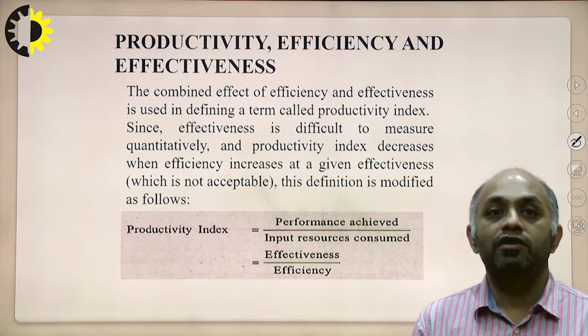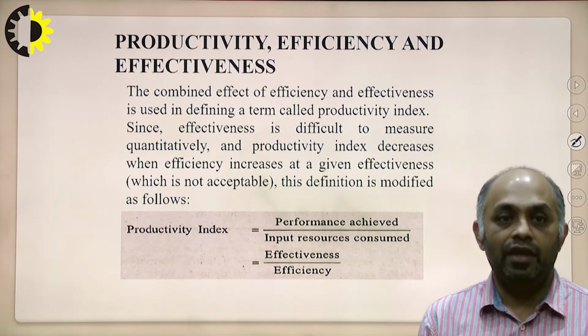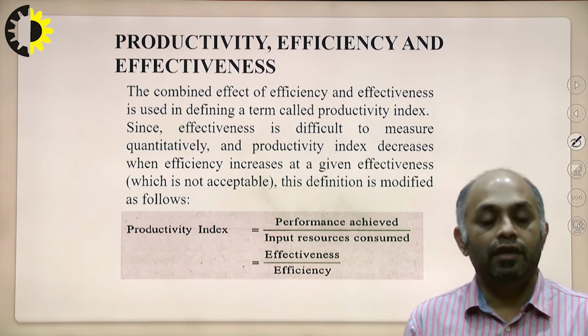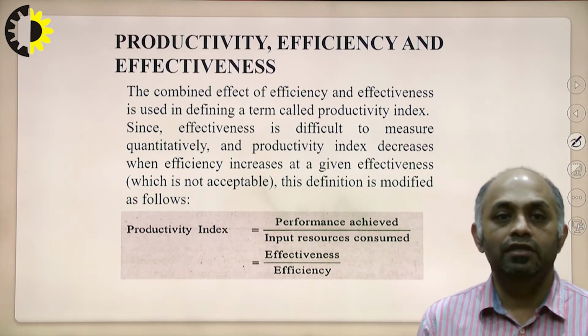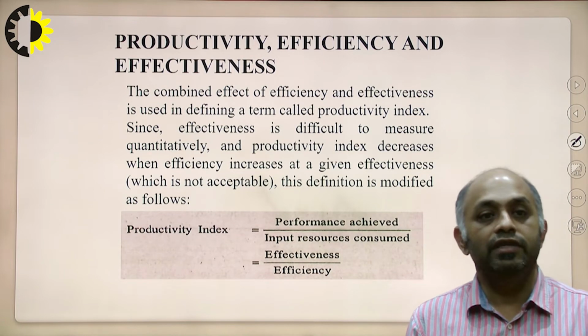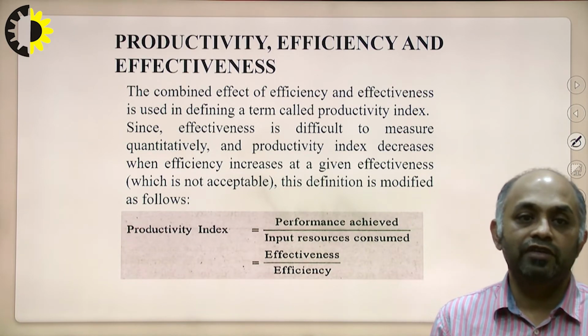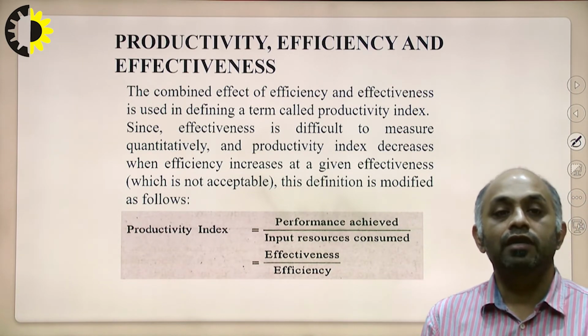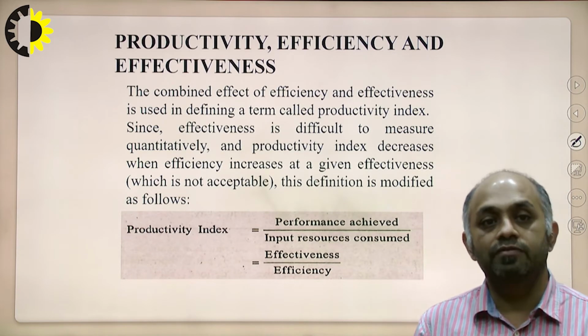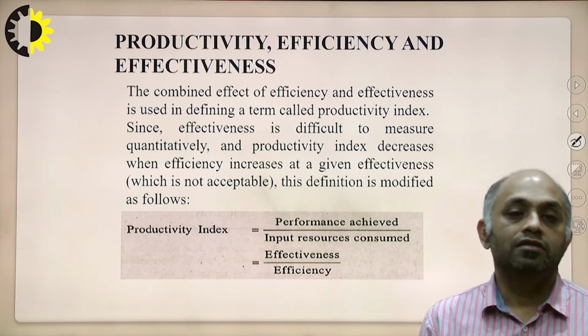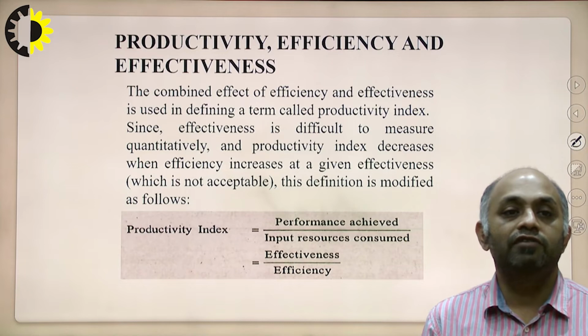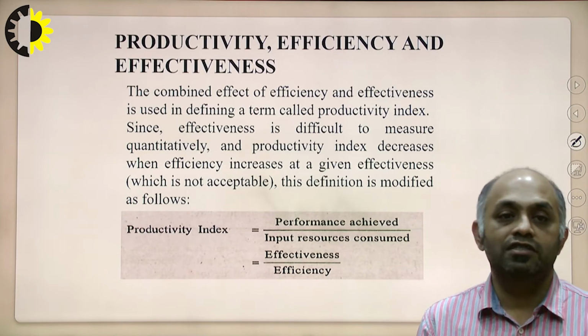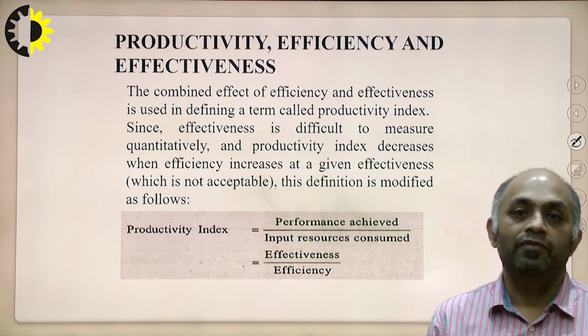So productivity index is how much performance we are getting, right, by the utilization of the resources that we have. So, we can easily say that it is effectiveness by efficiency. These are two functions actually, it can be termed as F1 by F2. So, we can also see it as productivity index is equal to two functions, that is effectiveness and efficiency.